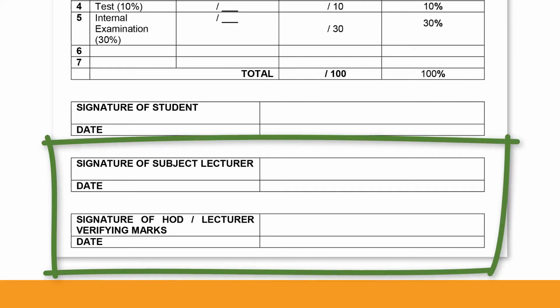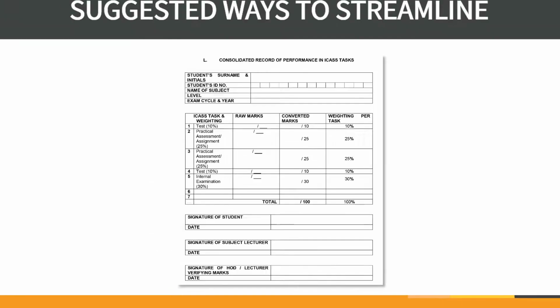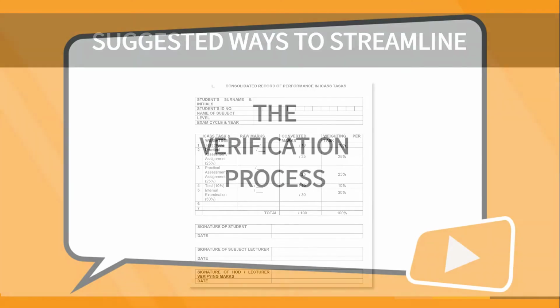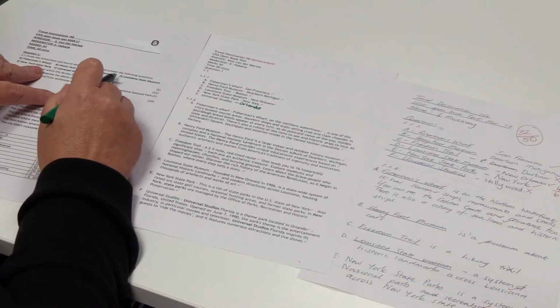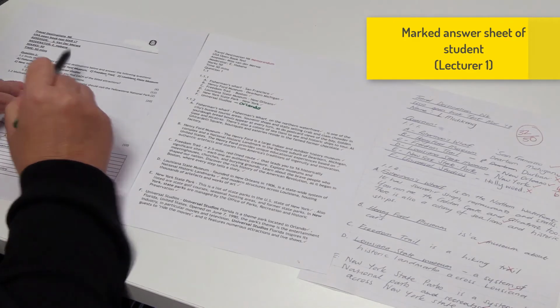It is suggested that the following will be added at the bottom of each mark sheet as proof that all marks have been verified. The final verification is completed as follows. The subject lecturer has the actual scripts of students for all the assessments. This can be either in the POE of the student or in a file or envelope.